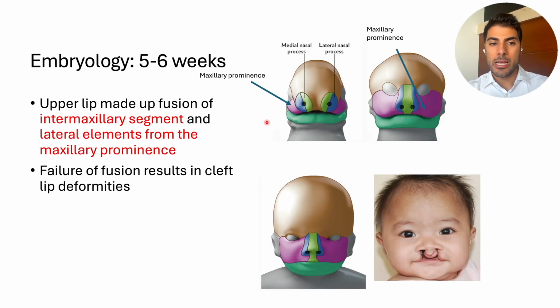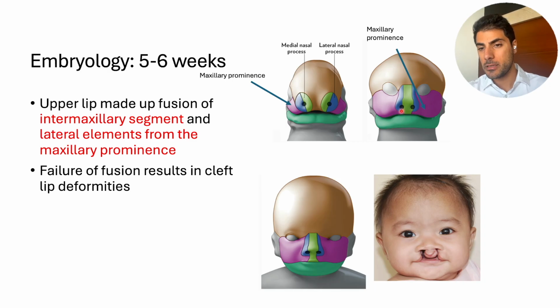So, as we were discussing, the upper lip is made up of the fusion of the intermaxillary segment. Once the nasal processes fuse in the middle, we have the intermaxillary segment. Then, once the maxillary prominence fuses with this intermaxillary prominence, this is what will give us the completion of the upper lip. So the upper lip is basically made up of the maxillary prominence and the intermaxillary prominence in the middle.